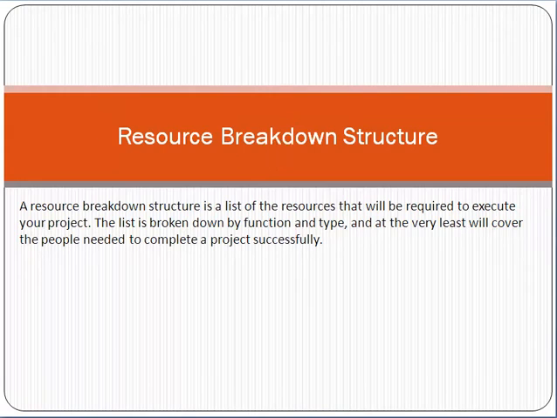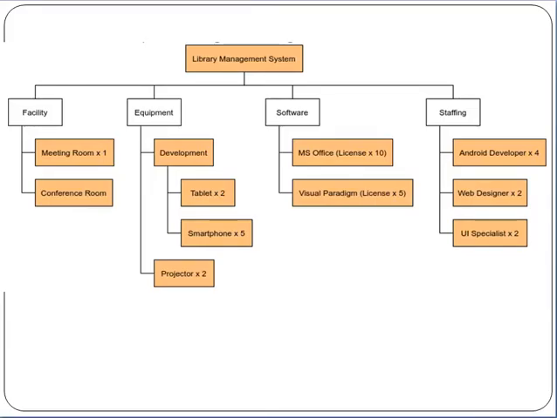Now let me give you a very simple example of resource breakdown structure. For example, friends, if you see this diagram, library management system. What is the next level of hierarchy? What are the facilities in the library management system? What equipment is available? What are the software and the staffing? In the facilities, what will be required for the library management system, like meeting room 1, conference room, meeting room 2. So these are the facilities.